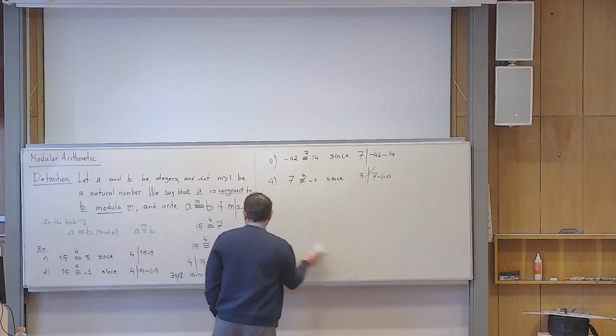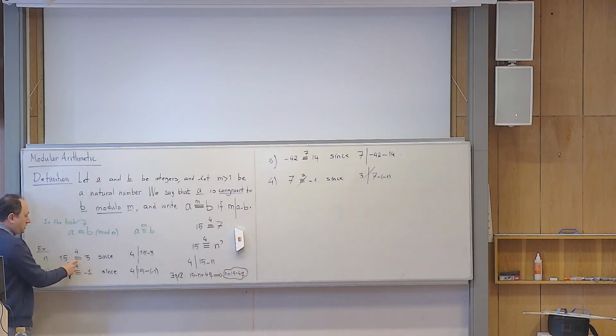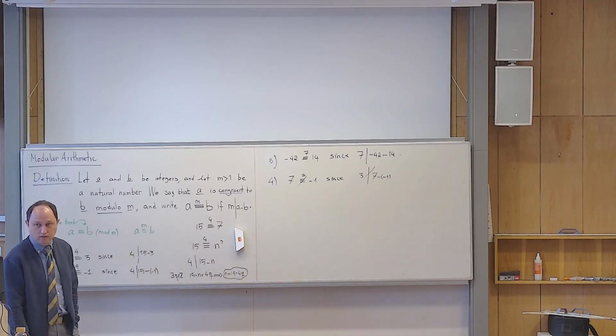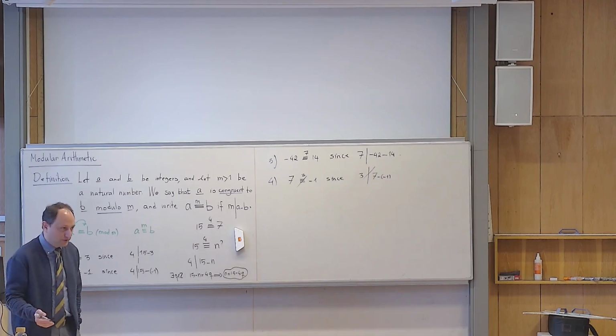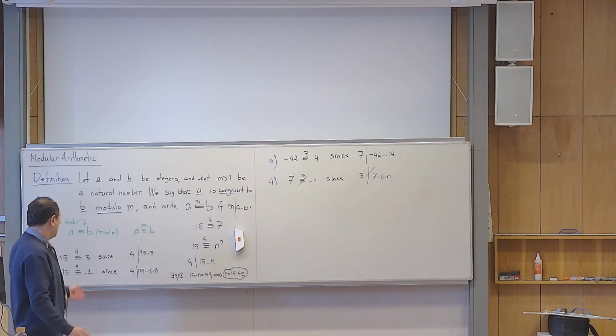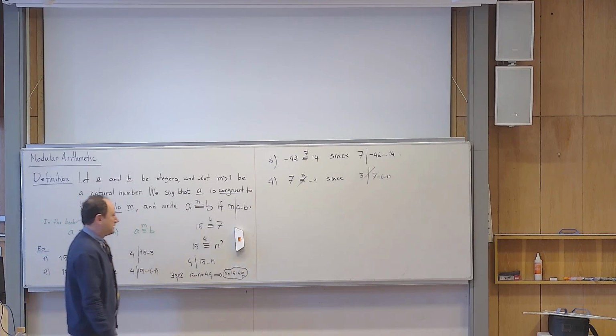But now, why is this good? Because the properties of modular arithmetic are very similar. The properties of this new relation are very similar to the properties of the equality sign. And because we already know how to work with equality signs very well, in principle, we can use that knowledge and start working with this very effectively. Let me tell you how.